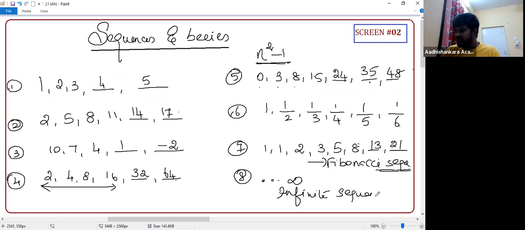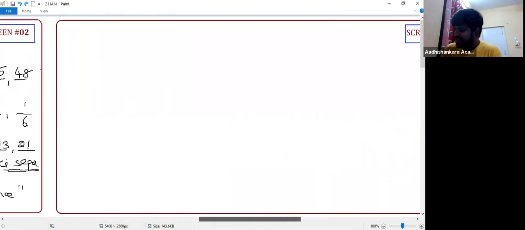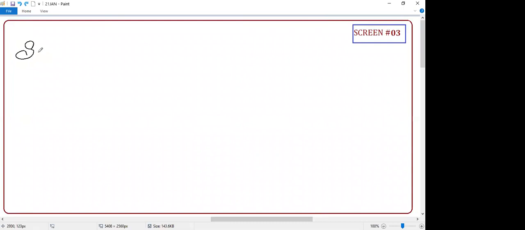So I used the word sequence. Correct, student? So slowly I'm entering the word, not series, student. I'm using the word sequence. Clear? So now you guys tell me, I'm going to say these are all called sequence. So what is your conclusion? What is sequence? Numbers arranged in a particular order. That's all. What is sequence? Numbers arranged in a particular order.